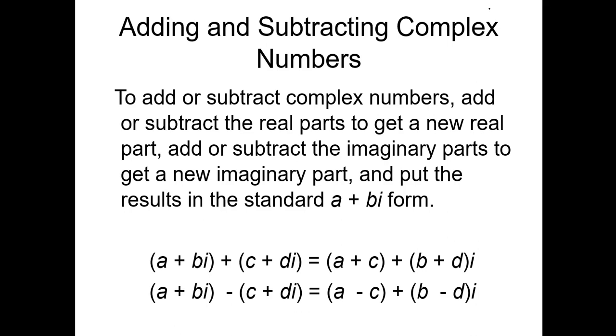Add or subtract the real parts to get a new real part. Add or subtract the imaginary parts to get a new imaginary part. And then put your results in the a plus bi format. Basically, what this comes down to is combine like terms. If you remember combining like terms in previous algebra lessons, that's basically what you're doing here. Your real parts are like terms, your imaginary parts are like terms, you combine them.